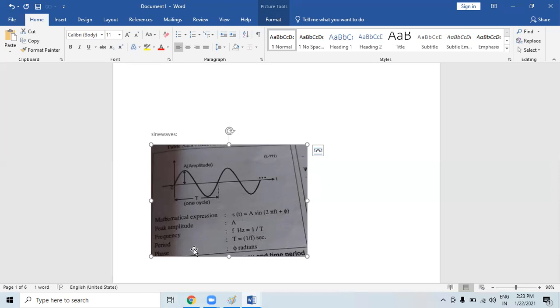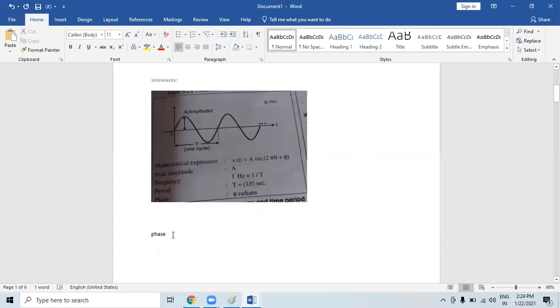Frequency can be defined as the rate of change of magnitude with respect to time. I'm writing it like this: frequency can be defined as the rate of change of magnitude with respect to time. So frequency and time period are reciprocal of each other.